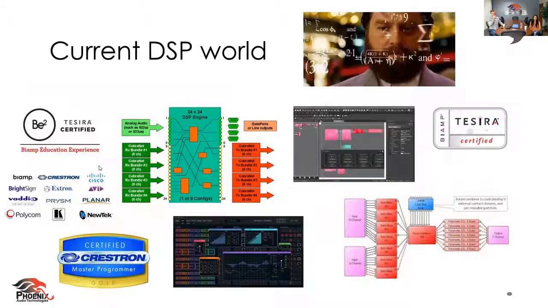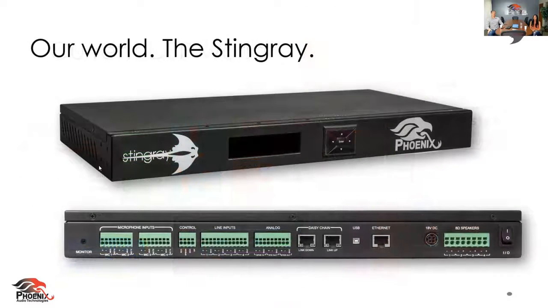You guys, this is the current DSP world. This is what I'm talking about. Biamp, Crestron, you've got Tesira. I didn't even say that right. Whatever. It's all complicated. And don't get me wrong, you need these complicated DSPs out there for your very complicated rooms that need customization. We are not trying to wipe that world out, but that just isn't our world. And this is what's been the game changer here at Phoenix Audio Technologies with the Stingray. What does our world look like? This is what our world looks like. Totally simple. It's really not that complicated. We brought the fire, guys.